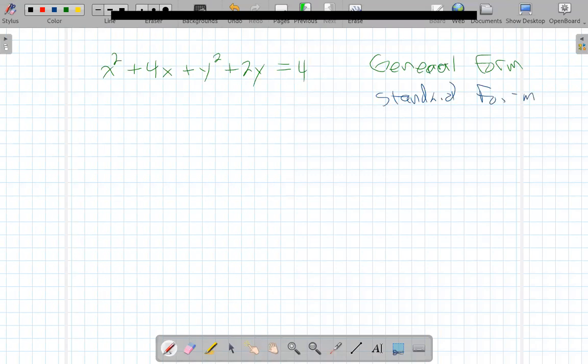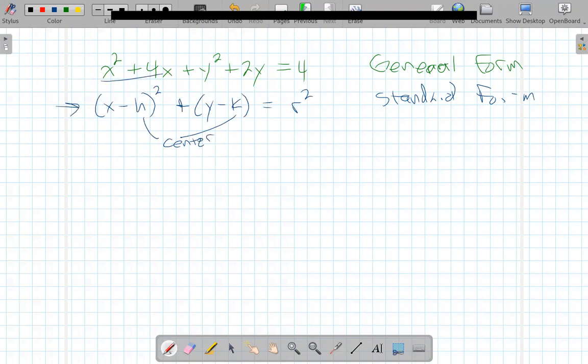And standard form looks like x minus h, that's the center x value, plus y minus k, the center y value, equals the radius squared. And so these guys right here are my center. In order to get it from this to that, I have to complete the square. So I'm just going to do that one step at a time.